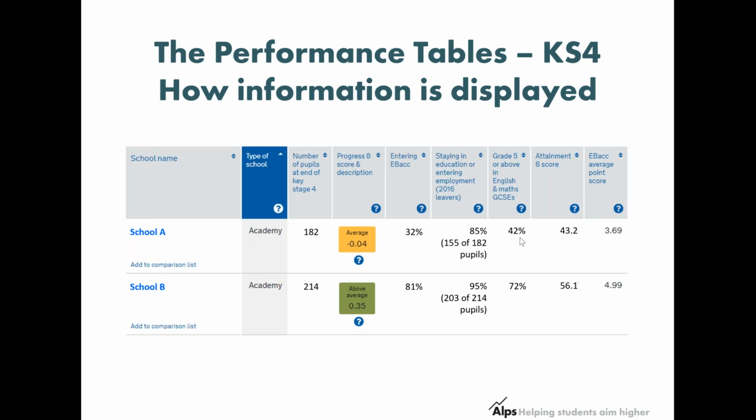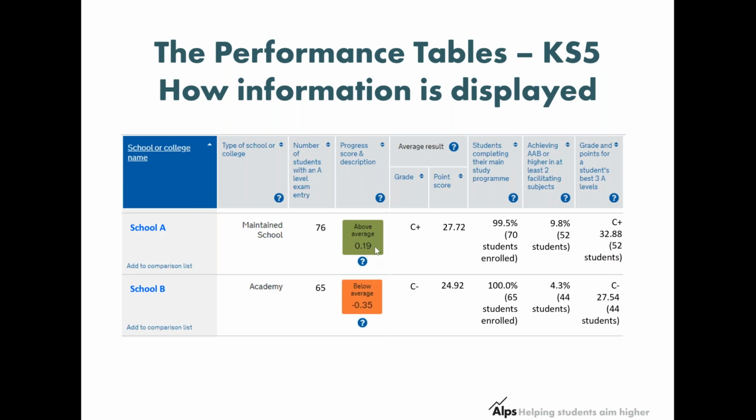And then here are your other headline measures. We're just going to be focused on the progress measure. There's your Key Stage 5 one, same look, two schools. Again, the number rotates around 0 for the progress score. And here are some of your other headline measures for Key Stage 5.